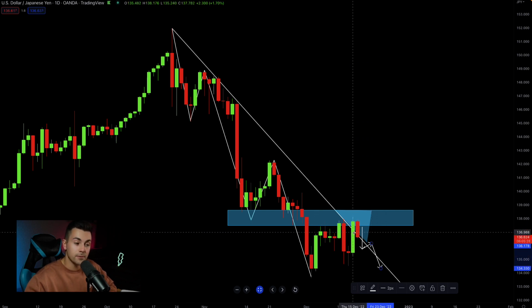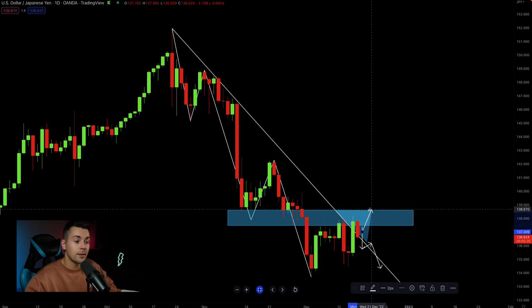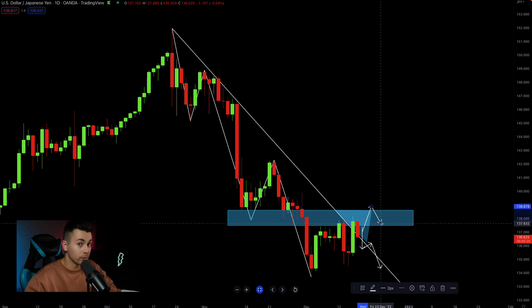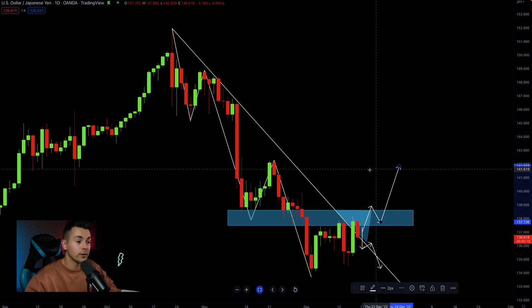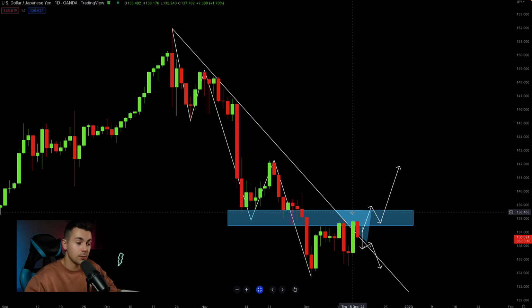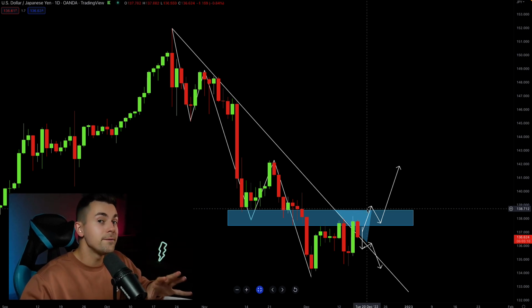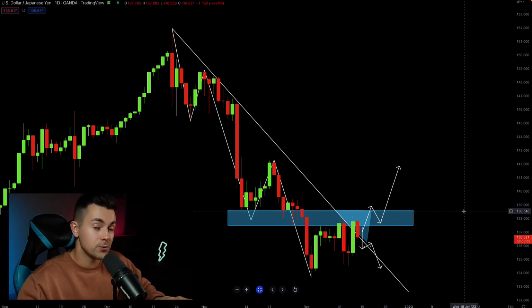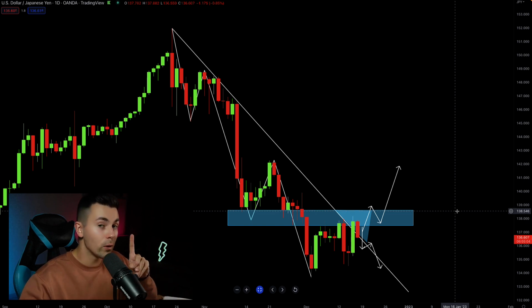If the price respects that trend line, bounces and violates that horizontal resistance to the upside, it will be a very bullish clue. And then the market will keep growing. If we see a daily candle close above that structure, a bullish continuation will be expected. So it is a very tricky situation at the moment on dollar yen pair, traders. So wait for breakout and only then act.